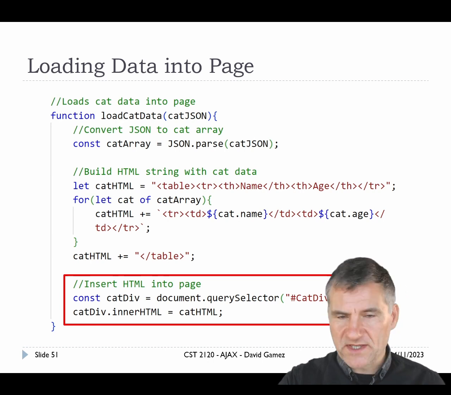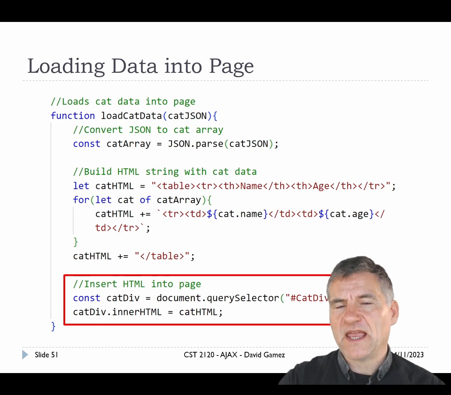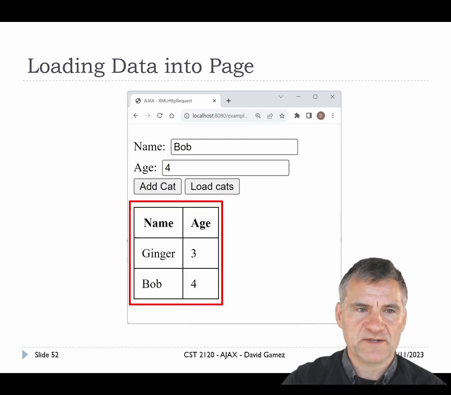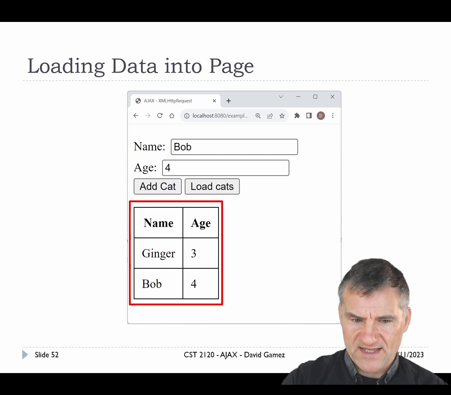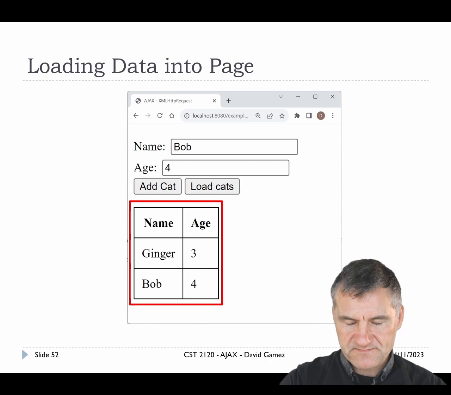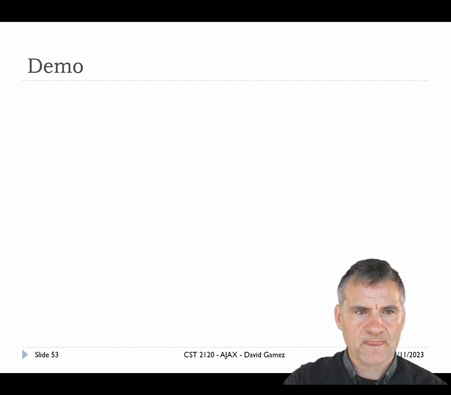So that's kind of what we want to do, to make it into a real website rather than just some kind of console application. So here you can see I've inserted all the cat data, Ginger and Bob, into a little table below my input fields and buttons.